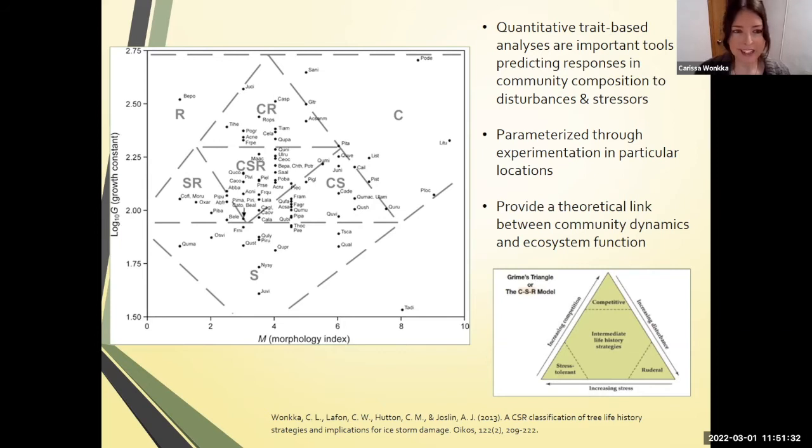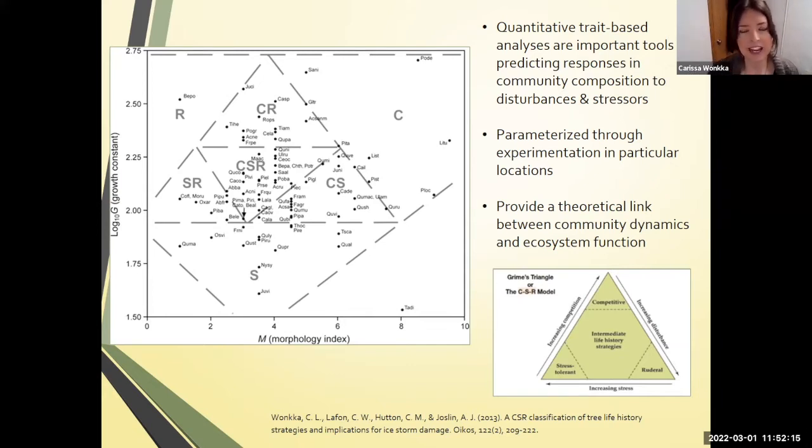And so when we look at a combination of this morphological index and this growth index, we're able to look at these tree species individually and see where they fall out on Grime's triangle or his CSR model. And so we have some species that are ruderal, some that are competitive, and some that are stress tolerant. The reason we wanted to do this was because we thought that this might be an important step in explaining their response to disturbance. In this case, we looked at their response to an ice storm, and it turned out that stress tolerant species were more robust to ice storms and tended to have less mortality. And competitive species tended to have some mortality, but not as much as ruderal species.